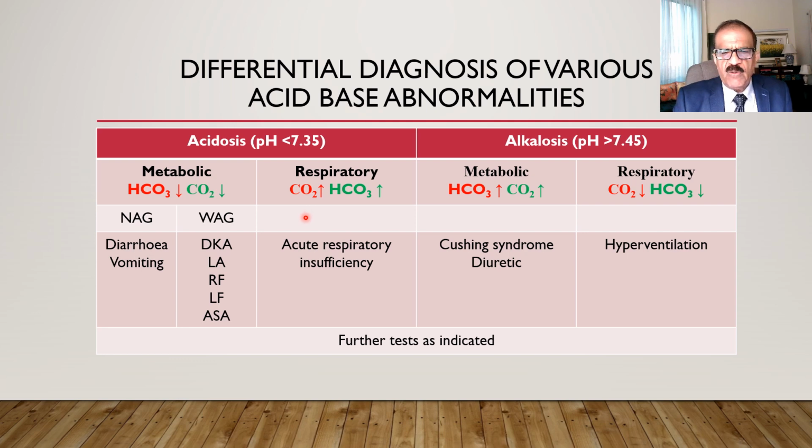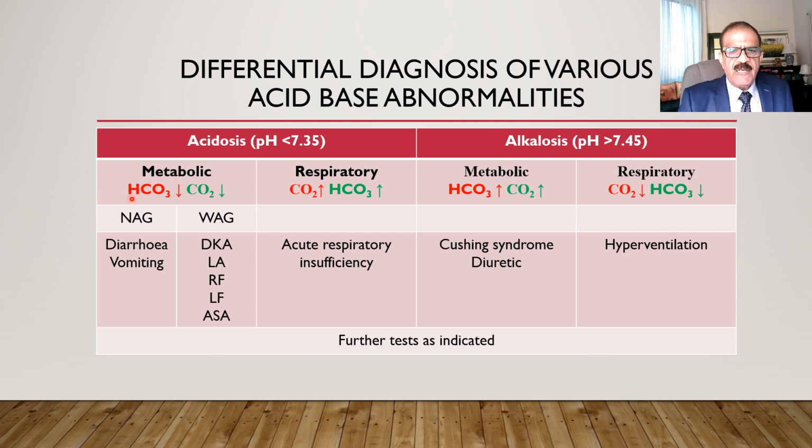After discussing various case scenarios, this is a summary and differential diagnosis of various acid-base abnormalities. The first step is to figure out if it is acidosis or alkalosis. So pH less than 7.35 is acidosis, and pH more than 7.45 is alkalosis. In acidosis, we could have metabolic or respiratory acidosis, and similarly in alkalosis, we may have metabolic and respiratory alkalosis.